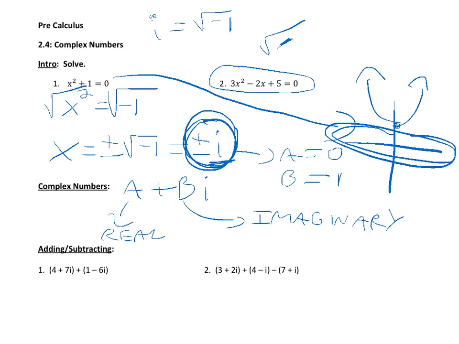Alright, so if we solve any equations and we get complex solutions, that means there's a negative in the square root, and that you cannot graph on the x-axis. It's not going to hit it.